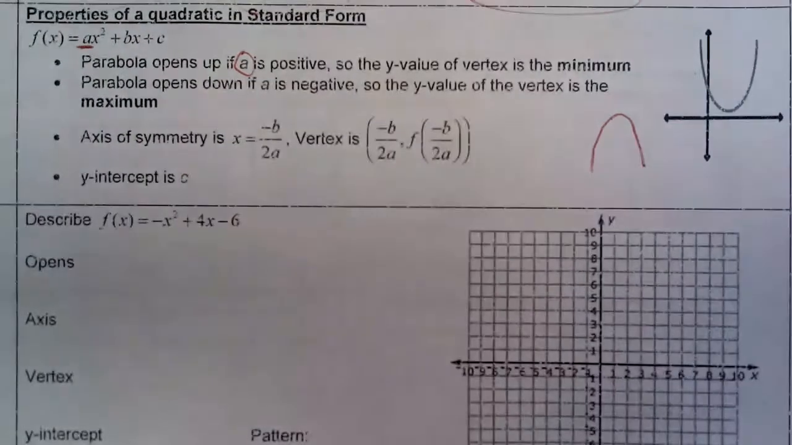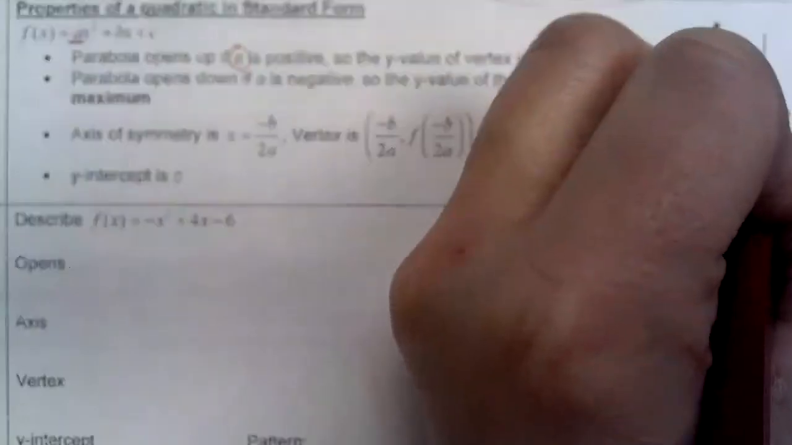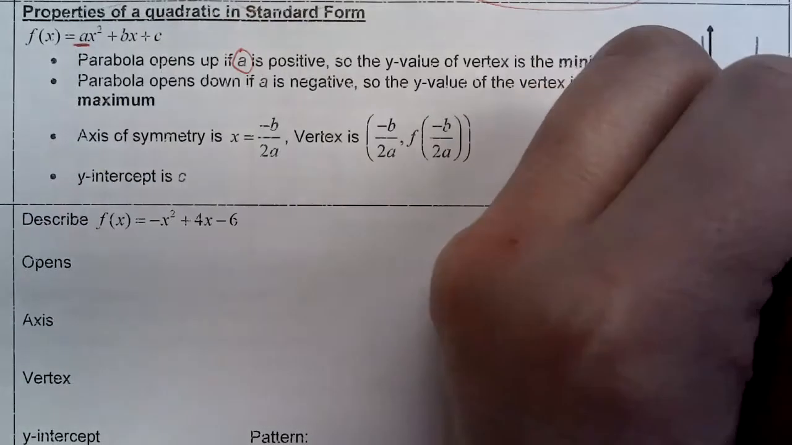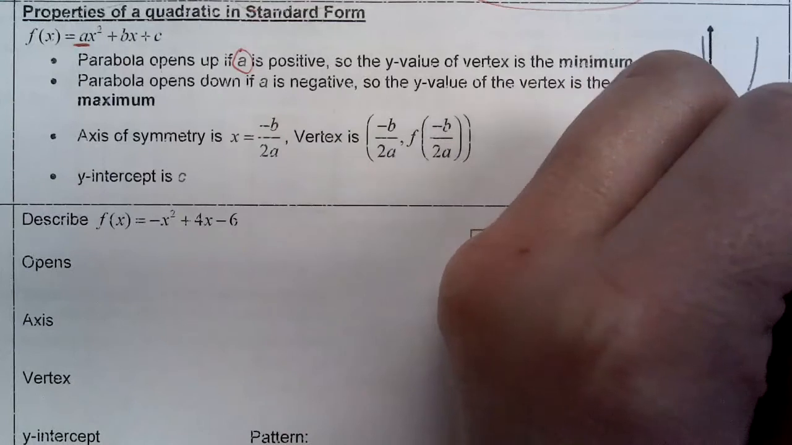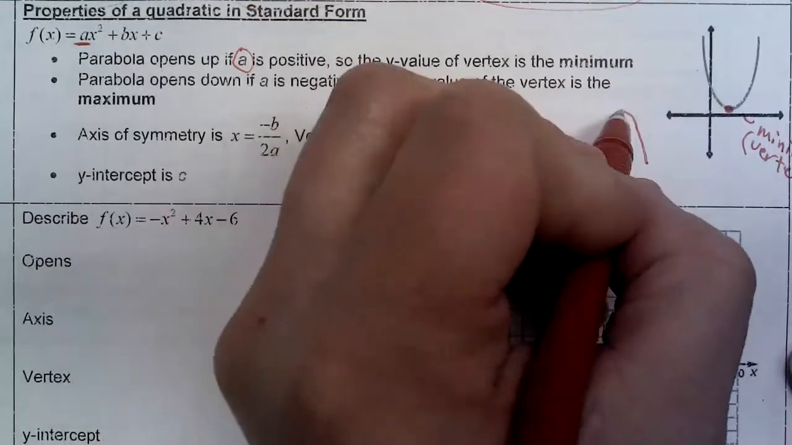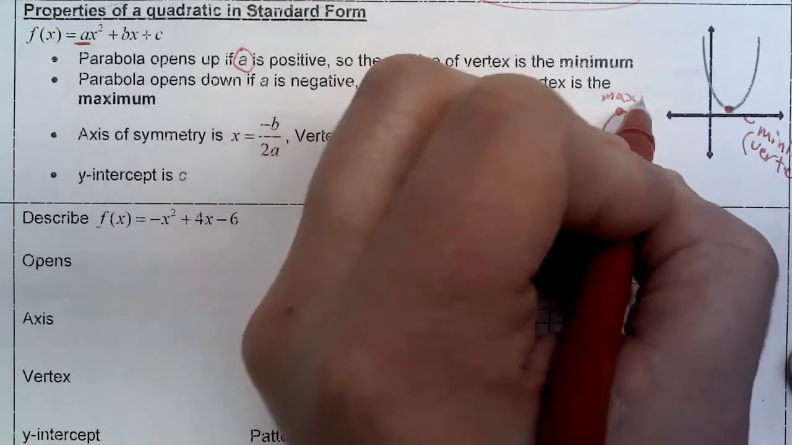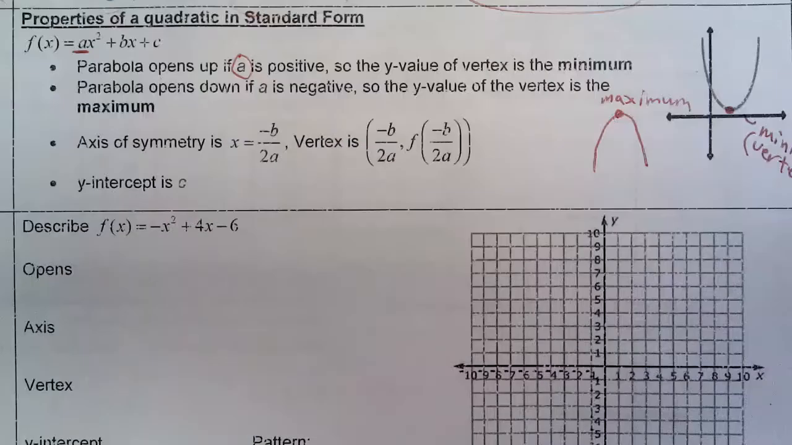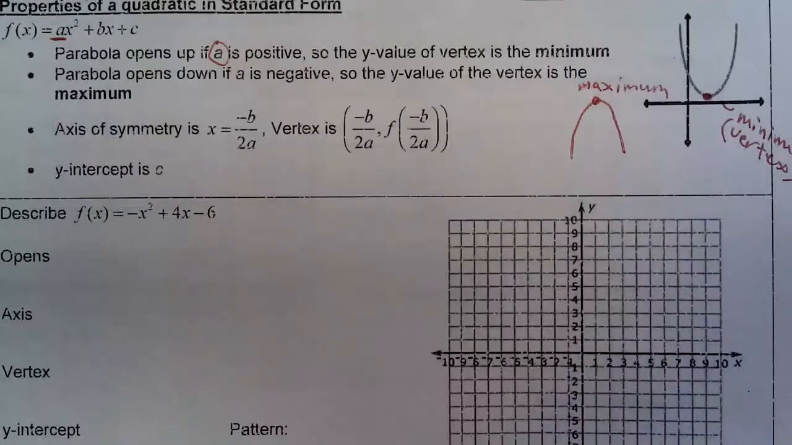So what this means is if it opens up, then this y value right here at the vertex is a minimum. It's the very lowest it can go. And this is your vertex. And if it opens downwards, then that y value is the very, very highest it can go, and so it's called a maximum. All right, so we're going to have to figure out how to graph these things and how to find things like the vertex, your maximum or minimum, and which way it opens.